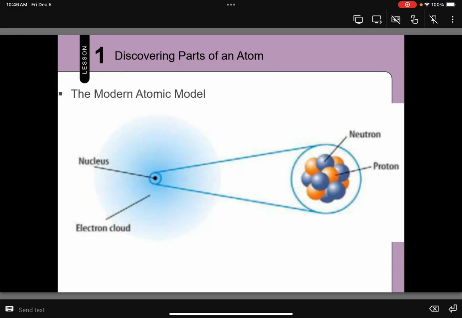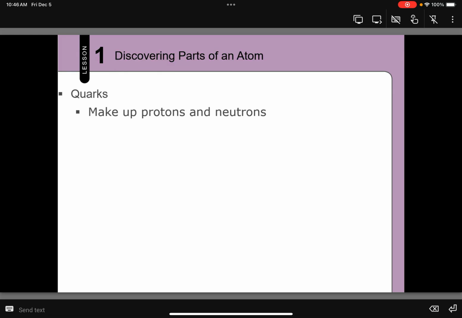So here in the middle, a very, very small portion of the atom is made up of the nucleus. That's where your protons and your neutrons are found. And surrounding it is a cloud, and it does have those energy levels, but we say it's an electron cloud, where your electrons are going to be found.